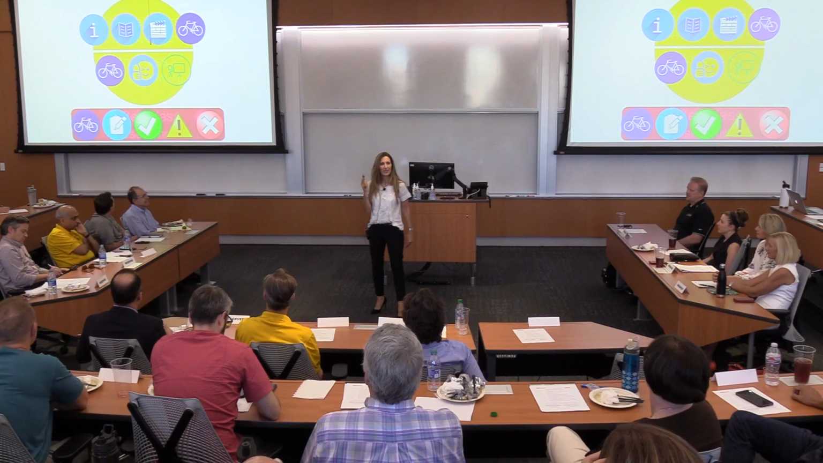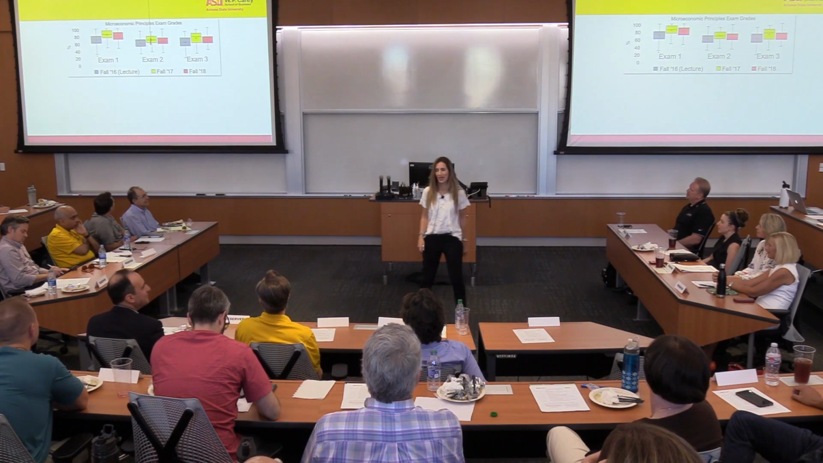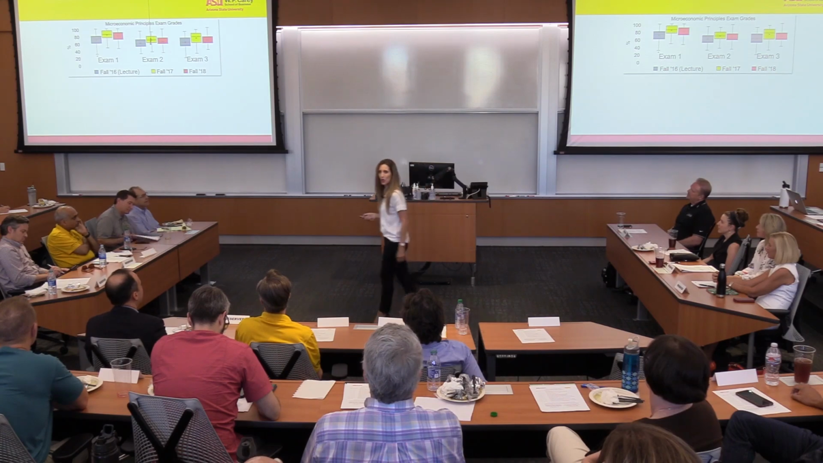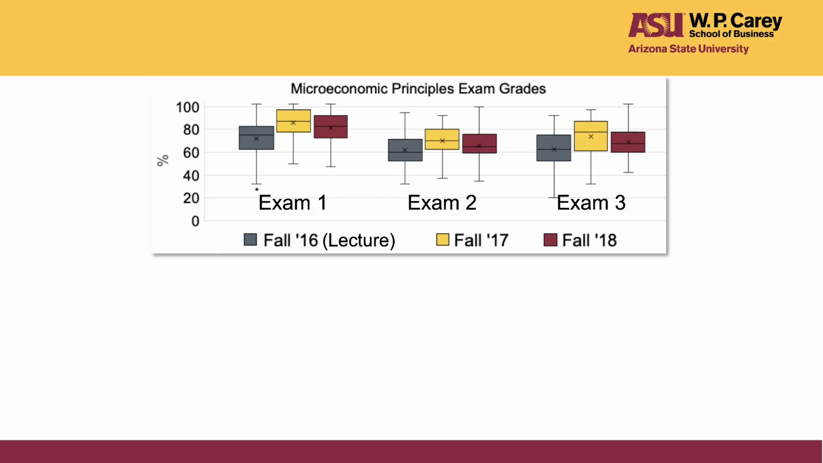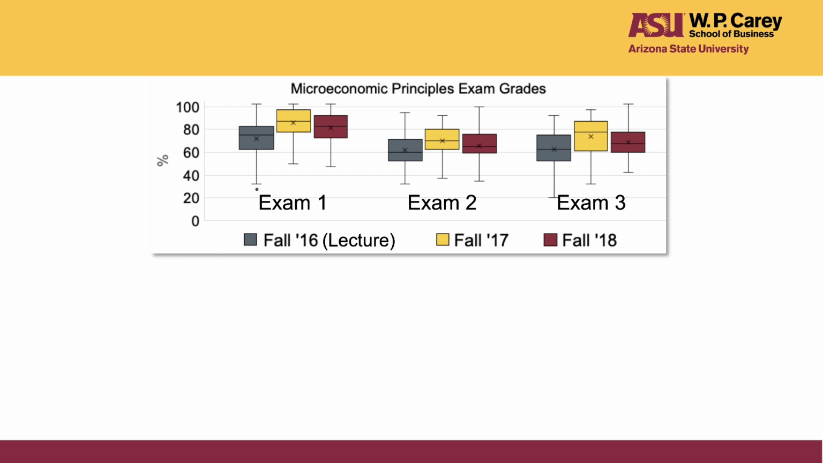Speaking of exams, I want to show you something. These are my test scores in 3 midterm exams in my course, in 3 moments in time. In gray, you have fall 2016. This is my baseline, a lecture-based course. In gold and maroon, you have my flipped courses, taught in fall 17 and fall 18. Guys, mean scores and median scores go up.